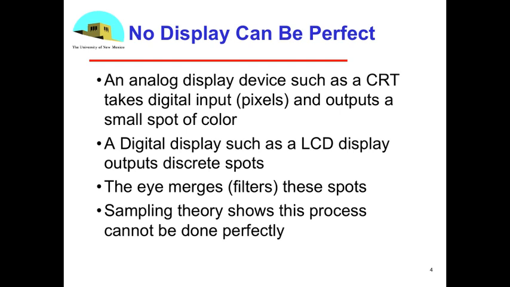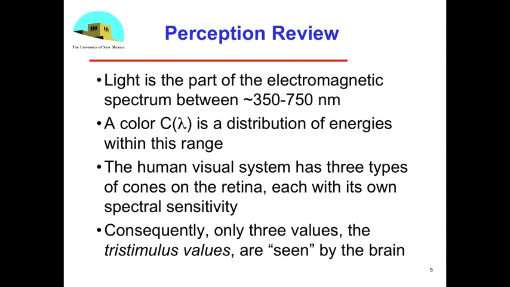Now the part we're going to focus on is how we perceive color. We started off saying that light is the part of the electromagnetic spectrum that causes our eyes and our visual systems to react. If we measure that, it's generally somewhere in the 350 to 750 nanometer range, and a given color is a distribution of energies within this range.